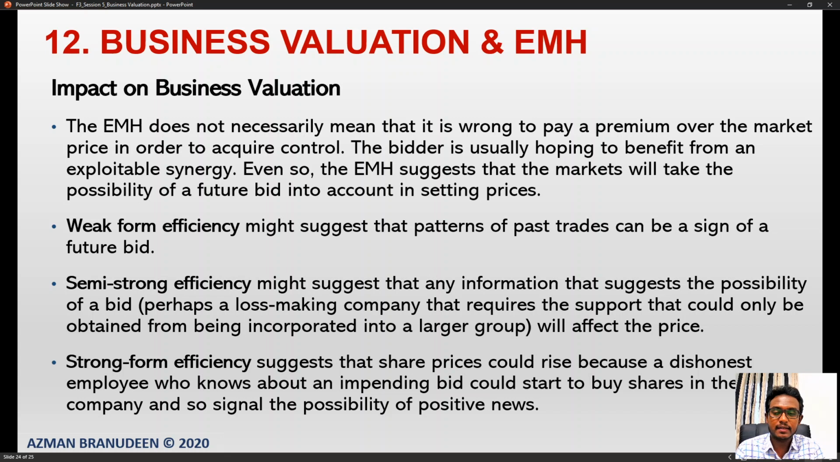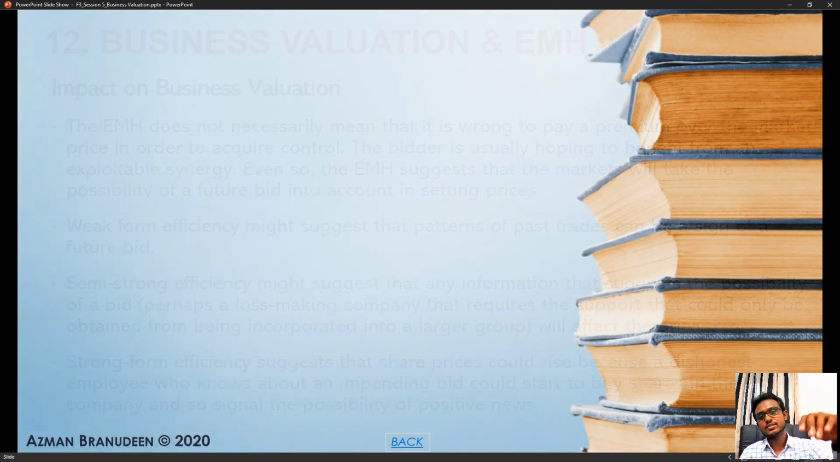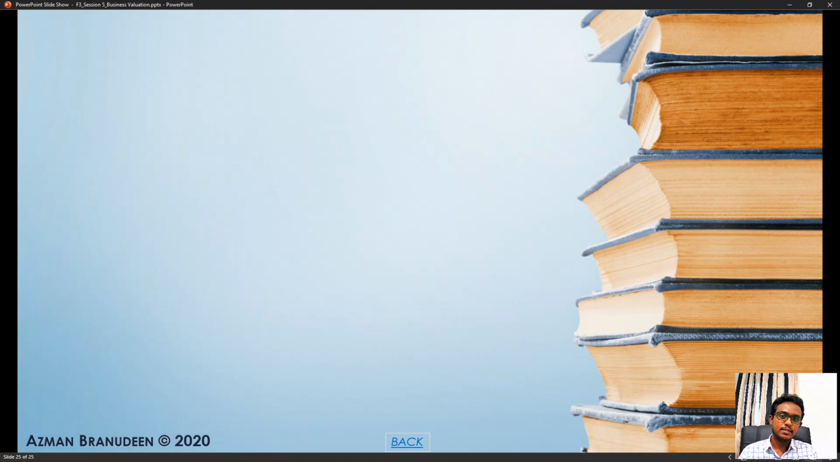And that is the impact of the efficient market hypothesis and the different forms to share price and ultimately business valuation. That marks the end of segment 5 of financial strategy.